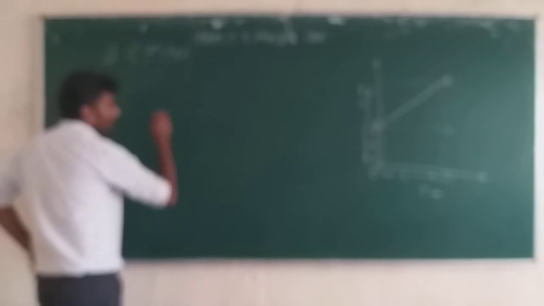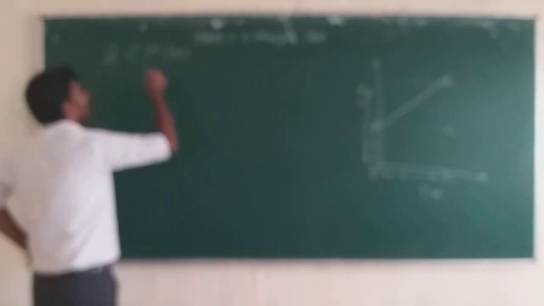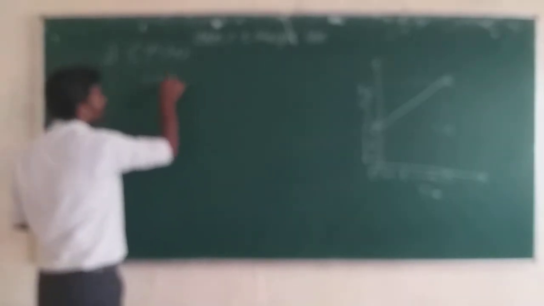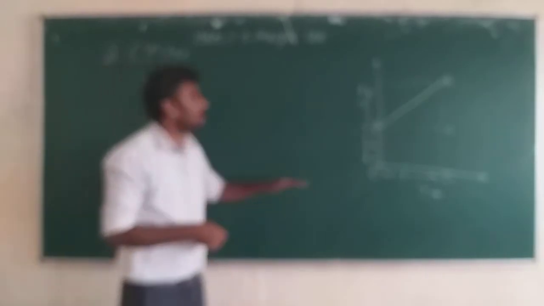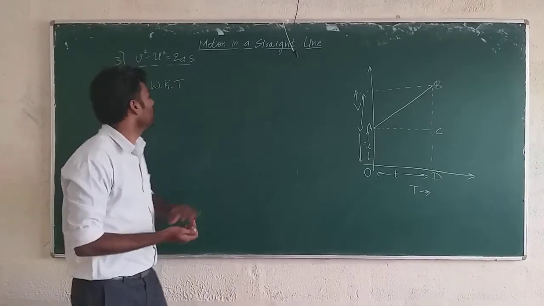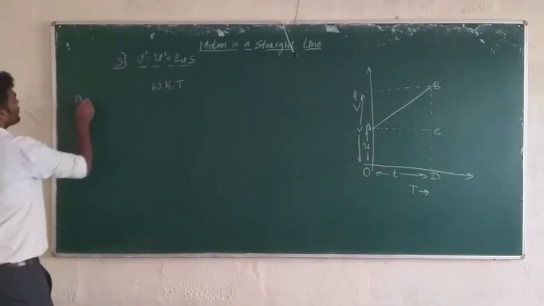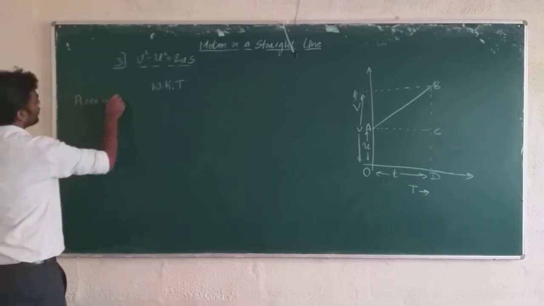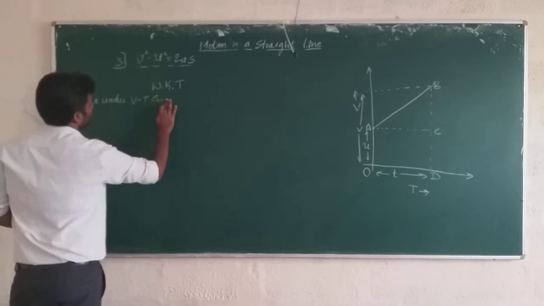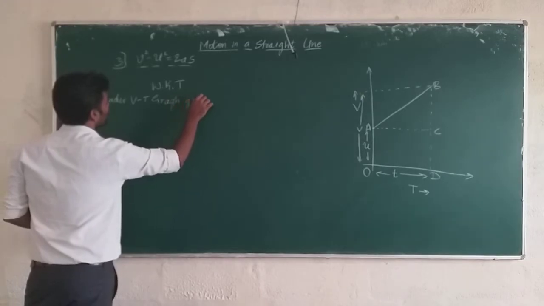Now, after writing all the considerations, we know that the area under a VT graph always gives us displacement, right? You should write all those considerations, they are important. We know that the area under a VT graph gives, what does it give?